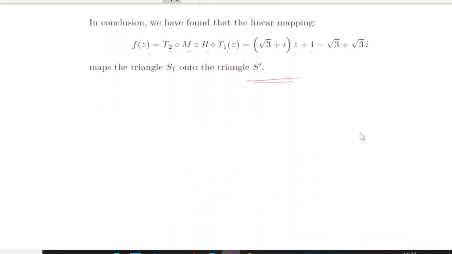So in today's class we have seen that any linear mapping can be considered as a combination, or a composition, of rotation, translation and magnification.